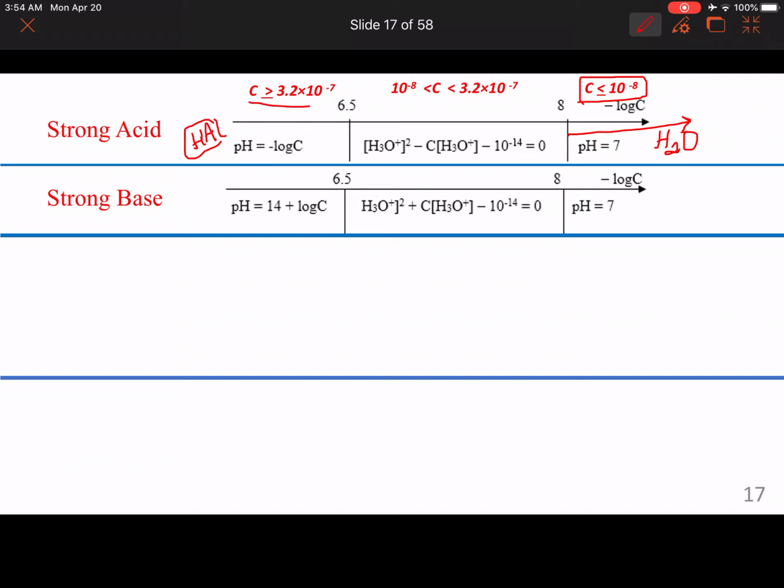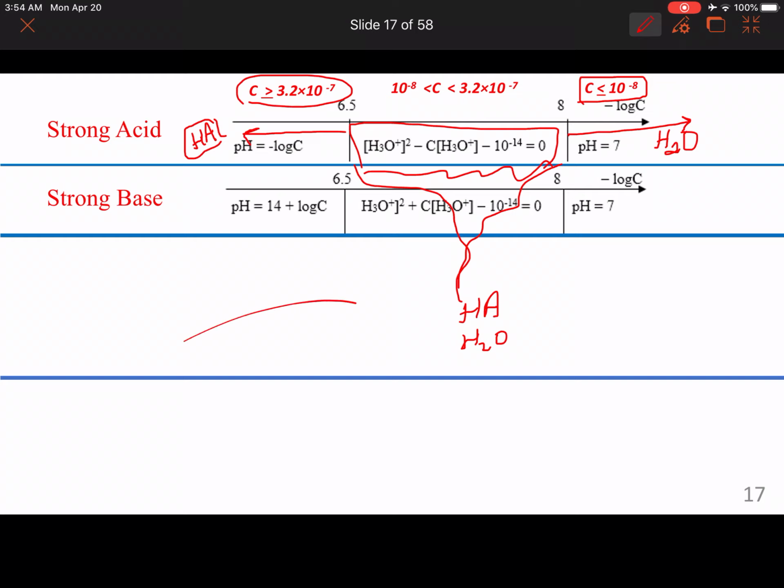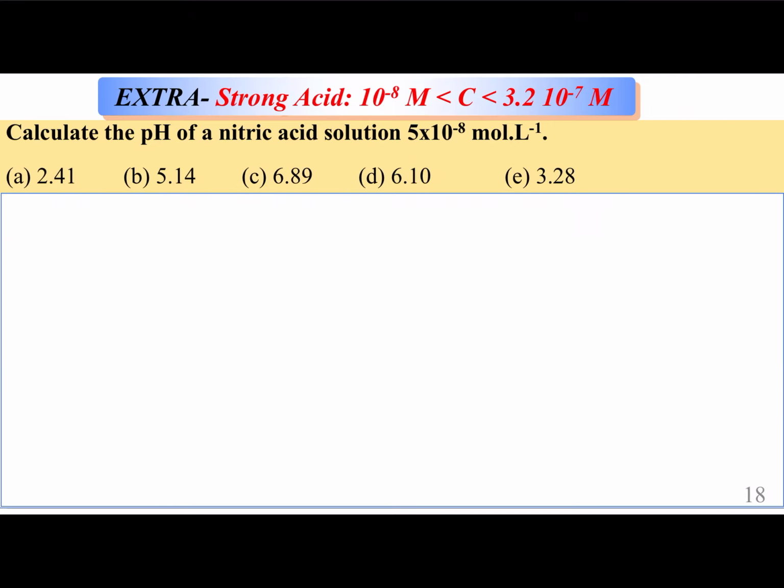And when the acid is significant enough, then only it exists in water and contributes to the pH. But we still have this area here, okay? And what about this area? This is the area where we said that we have both the acid and water contributing to the pH of the system. And so in that case, we said that we have to use a quadratic equation.